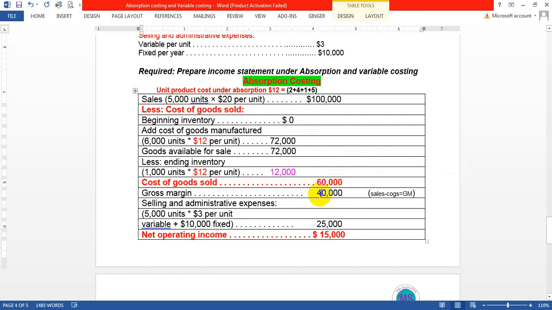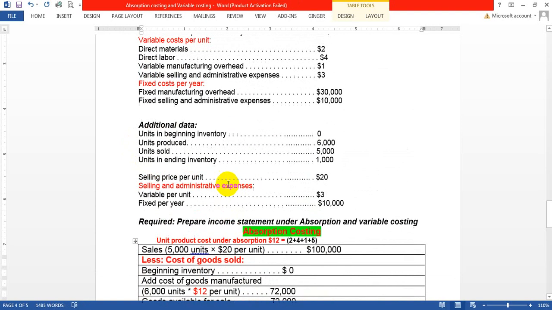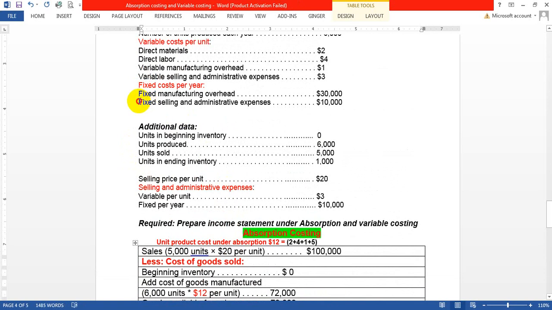Okay, after calculating gross margin, what will I do? I will deduct my non-production expenses. These are production related, these are non-production related. So I can say here that I deduct selling and admin expense, or I can say the period cost, or the non-production cost, or the selling and admin expense. So what about my selling and admin expense? Check it.